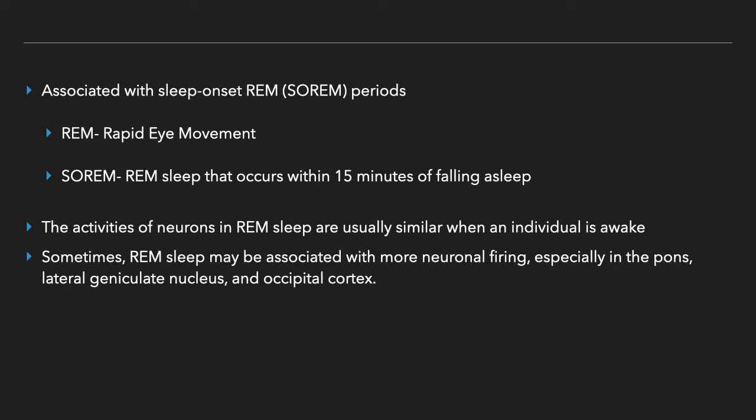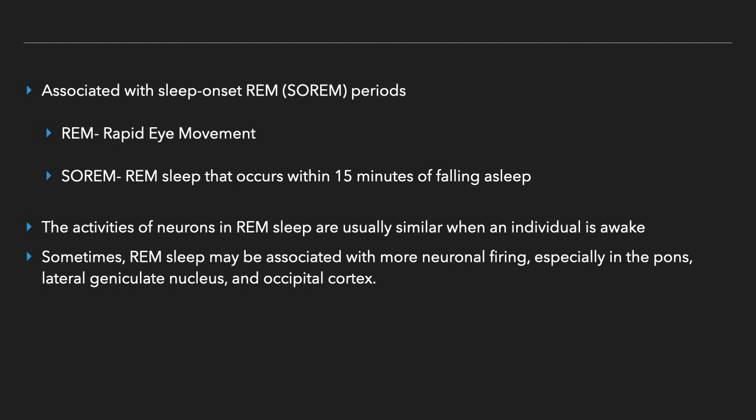Sleep paralysis is often associated with sleep onset REM periods. REM just stands for rapid eye movement, and SOREM is REM sleep that occurs within 15 minutes of falling asleep. During REM sleep, neurons have been shown to have the same activity as when an individual is awake and may be associated with increased neuronal firing, most notably in the pons, lateral geniculate nucleus, and occipital cortex.